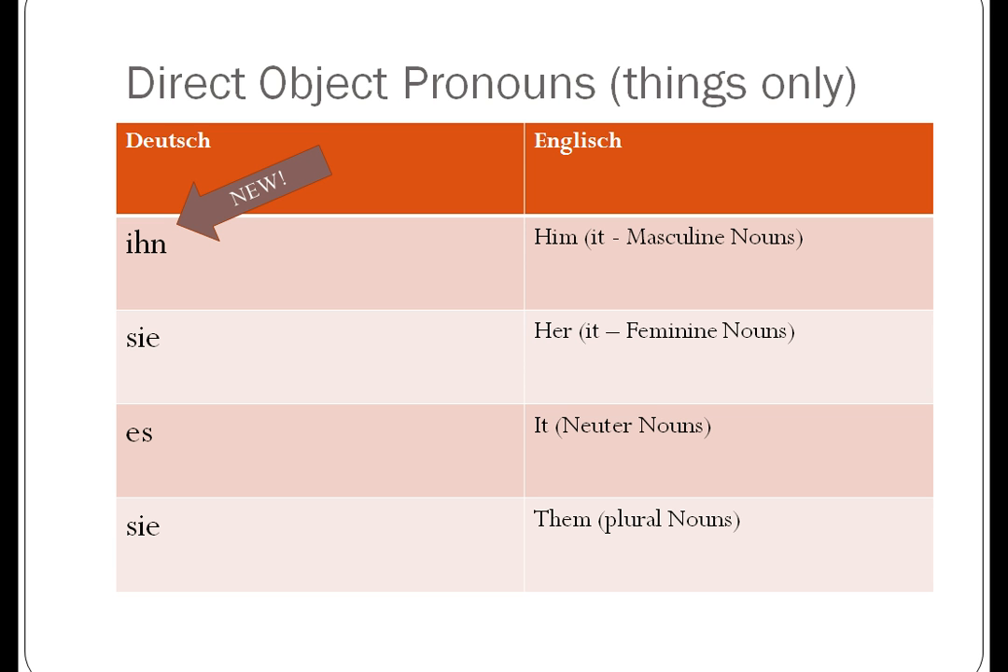So ihn is the new one. It's the only new one you need to memorize. Sie, es, and sie are all the same as on the previous slide, where you had sie replacing feminine nouns, es for it, neuter nouns, and sie for them or plural nouns.